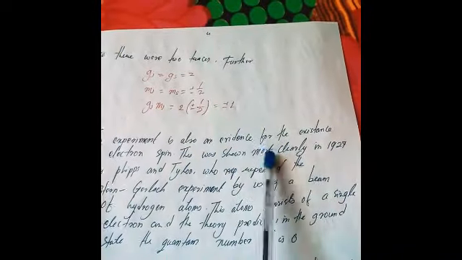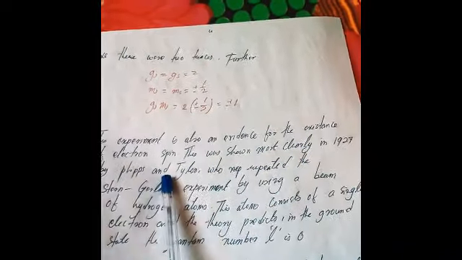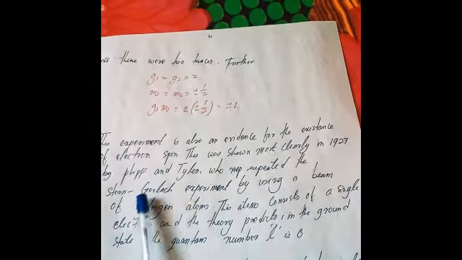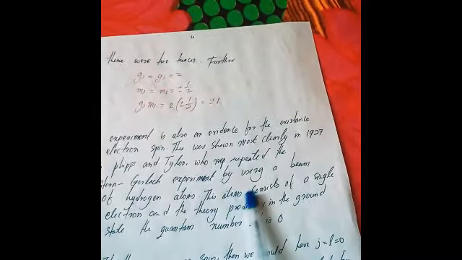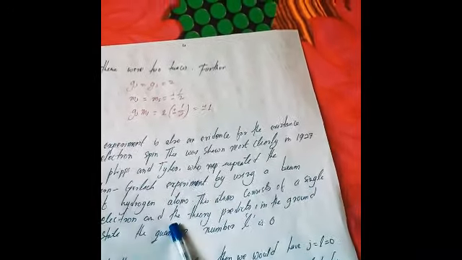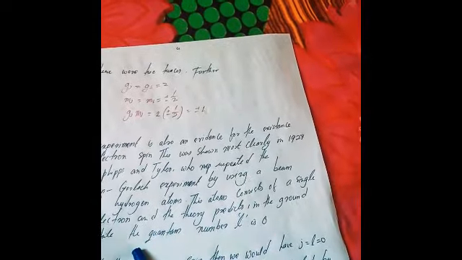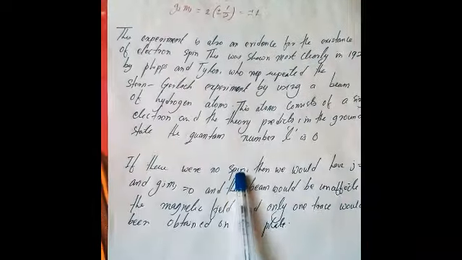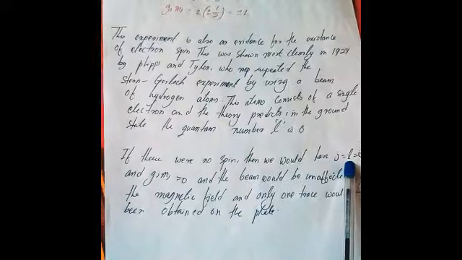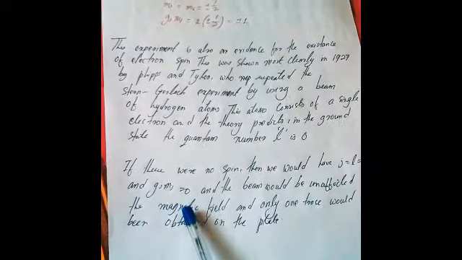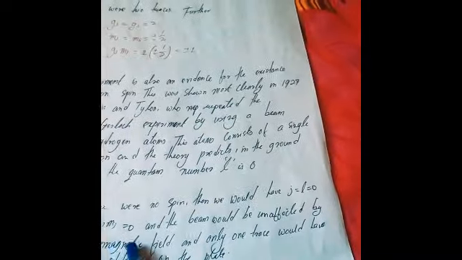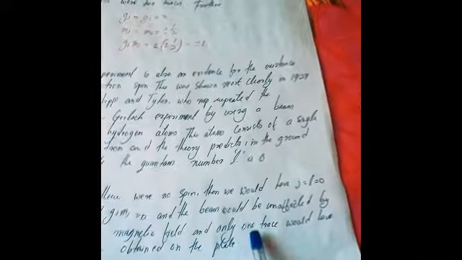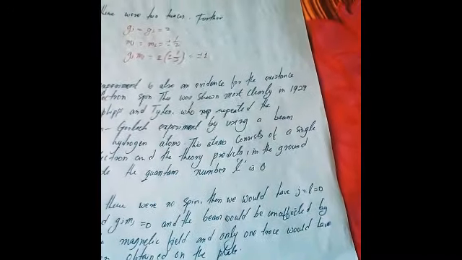This was seen most clearly in 1927 by Phipps and Taylor, who repeated the Stern-Gerlach experiment by using a beam of hydrogen atoms. This atom consists of a single electron, and the theory predicts in the ground state the quantum number L is zero. If there were no spin, then we would have J equals L equals zero, and g_J m_J equals zero, and the beam would be unaffected by the magnetic field, and only one track would have been obtained on the plate.